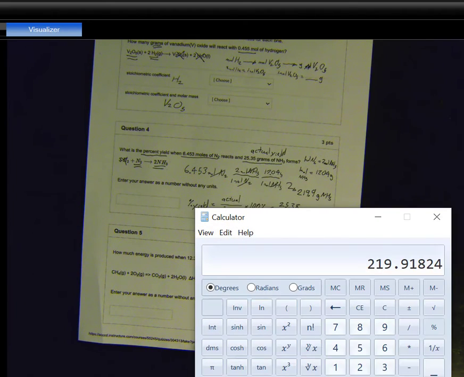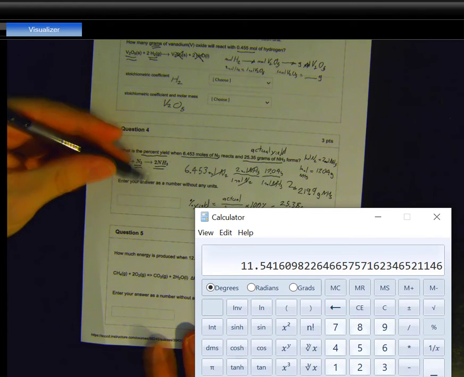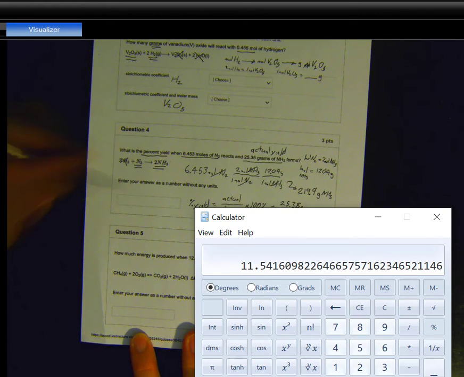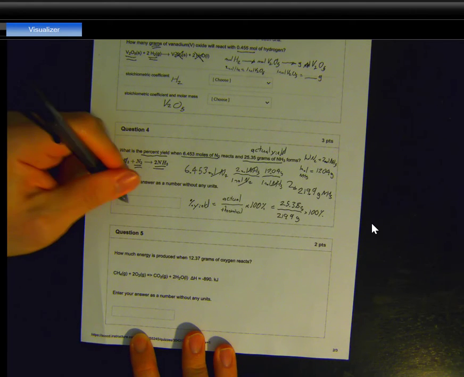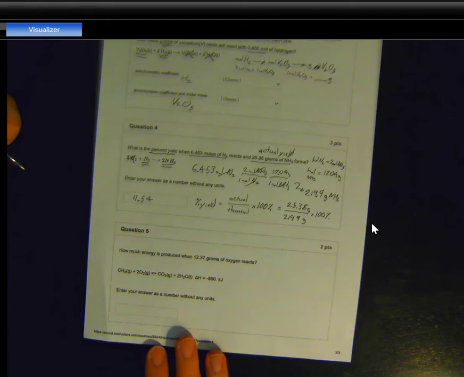So let's go ahead and do the math there. 25.38 divided by 219.9, and you'll get this number, and then times 100 gives us our percentage. And this is a percent. It says, again, answer as a number without any units. So that's going to be 11.54%. Just write it as 11.54.